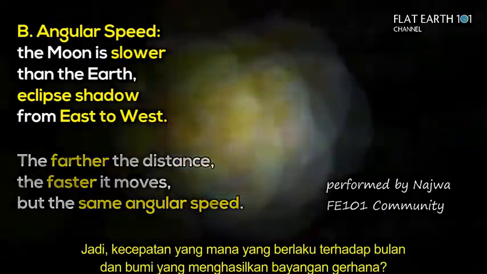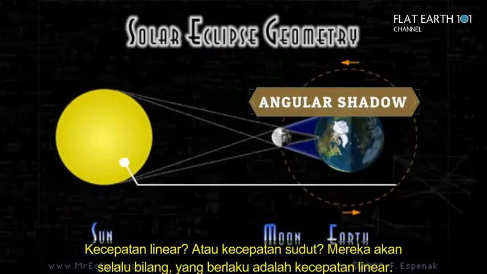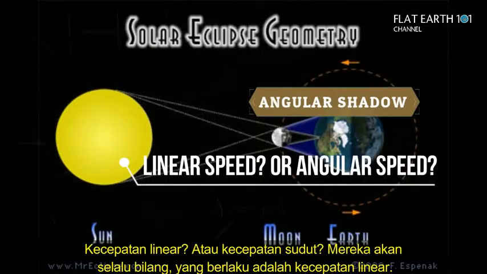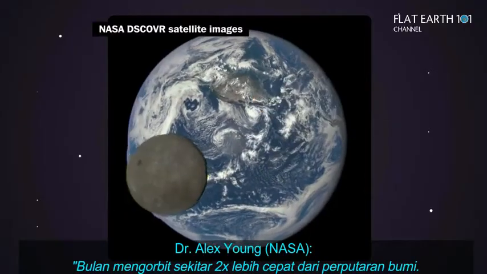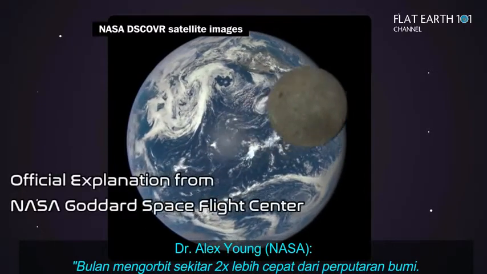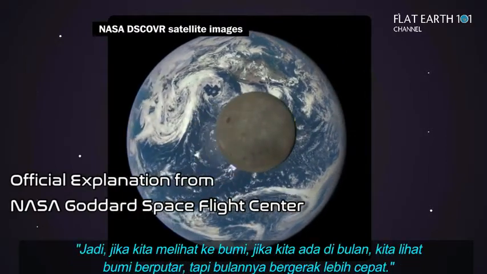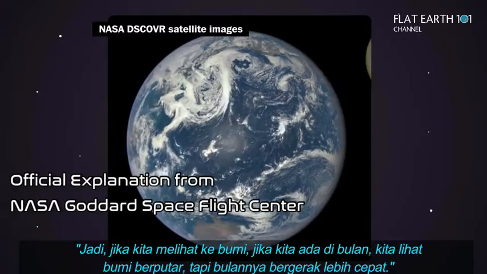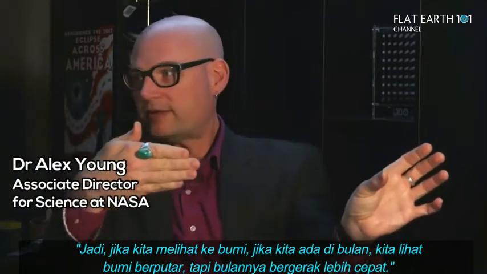So which one applies to the Moon and the Earth's speeds that creates the eclipse shadow? Linear speed or angular speed? They will say it's the linear speed that matters. The Moon is orbiting about twice as fast as the Earth is spinning. So if we're looking down on the Earth and we're at the Moon, we see the Earth spinning, but the Moon is moving faster. Wrong.